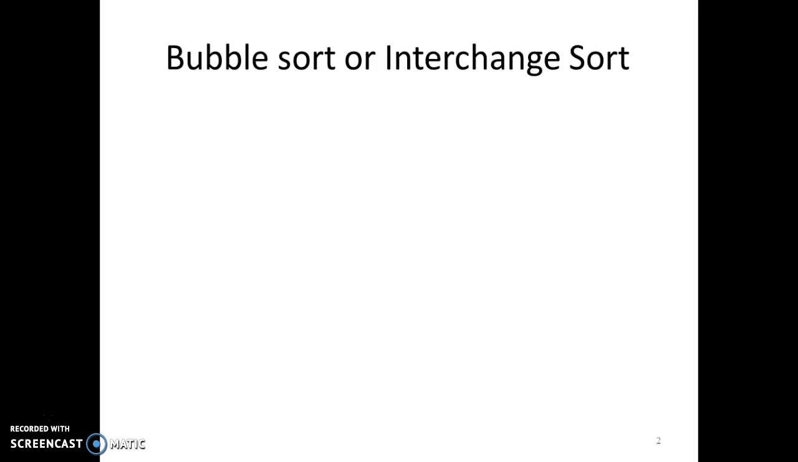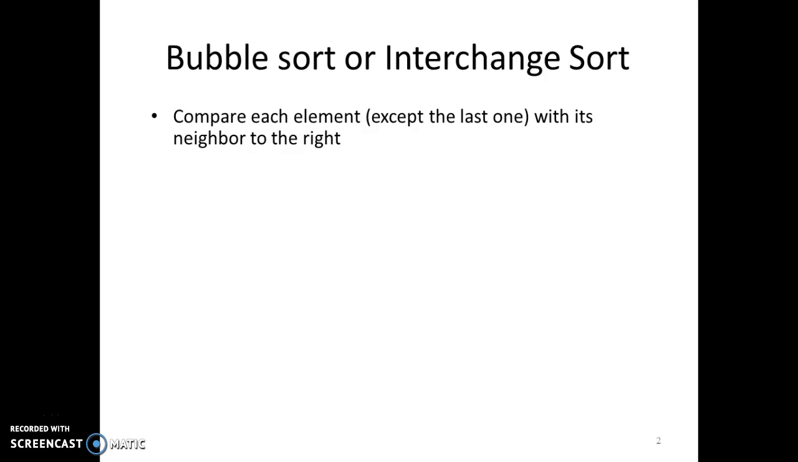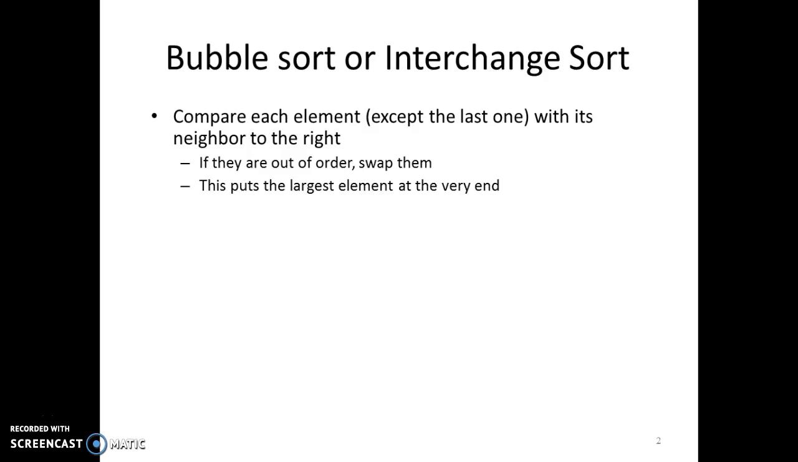The first algorithm which we'll be talking about for the sort is called the bubble sort. It's also called the interchange sort because you are interchanging two values in an array. The way this works is that you compare each element except the last one with the neighbor to the right. I mean, you compare two adjacent elements. If they are out of order, then you swap them. So this puts the largest element at the very end.